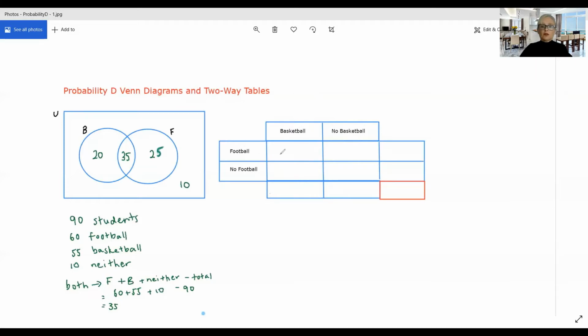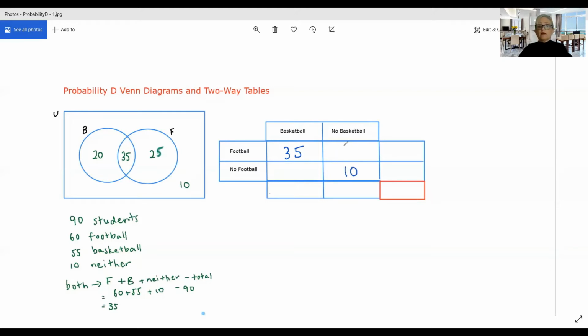Okay, what's going to go here will be the number of people who do both football and basketball. And we know from our working out that that's 35 people. What's going to go here? Well, this corresponds with not basketball and not football. So that's going to be these 10 people who play neither. Now, how am I going to work out these other two bits?